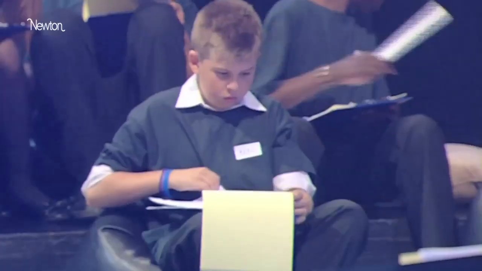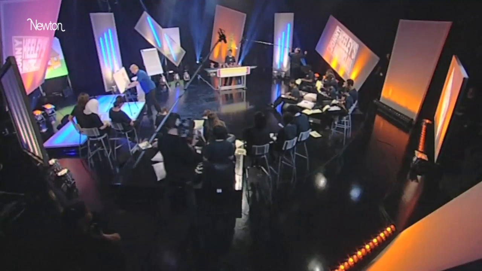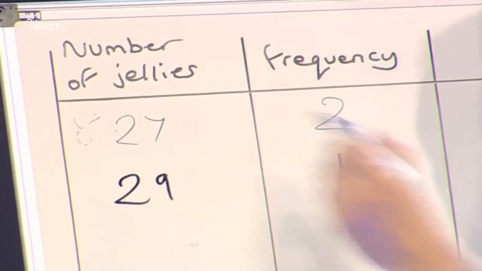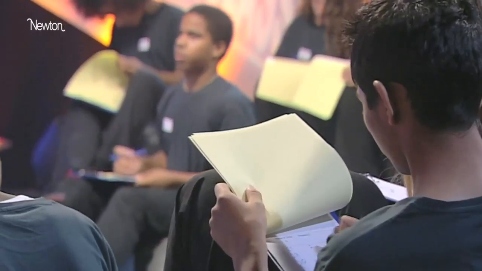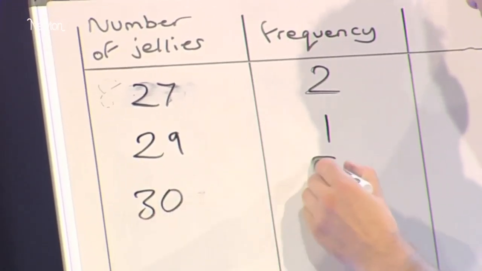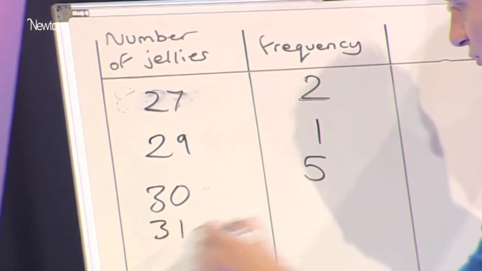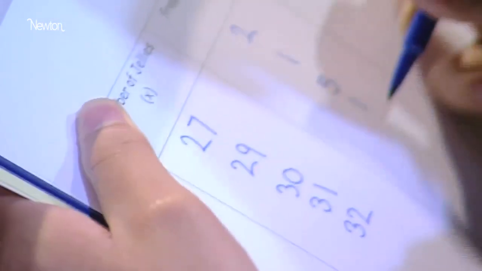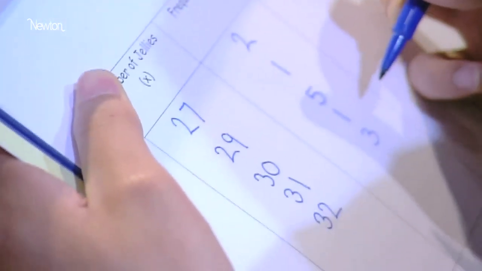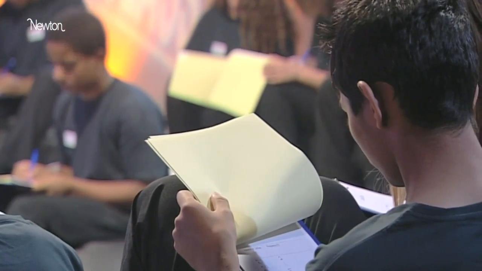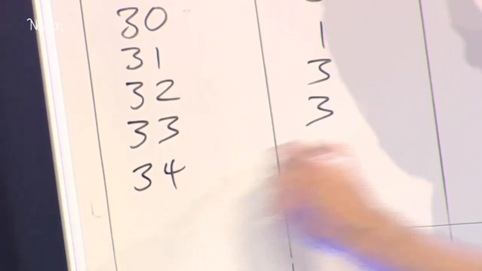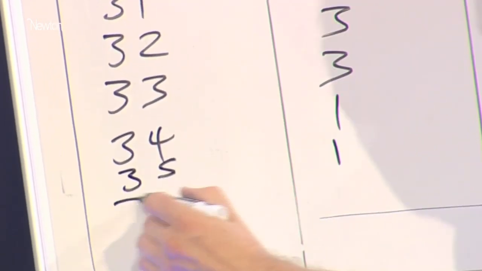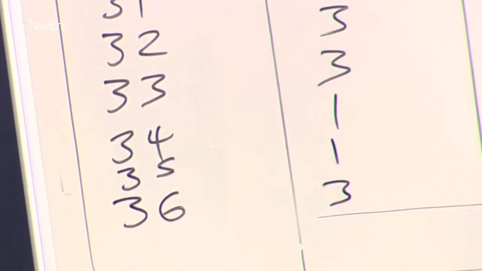Brilliant. And then we'll just whiz through these next few numbers. So go for it, Akil. 29, 1. 35. 35. Yep. 31, 1. 32, 3. Yep. 33, 3. 34, 1. Yep. 35, 1. And 36, 3. Have you got all those, guys?